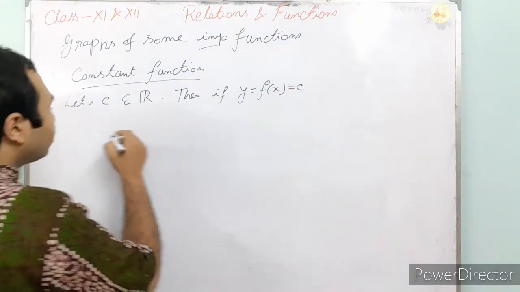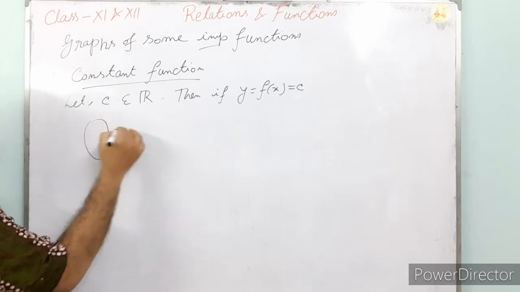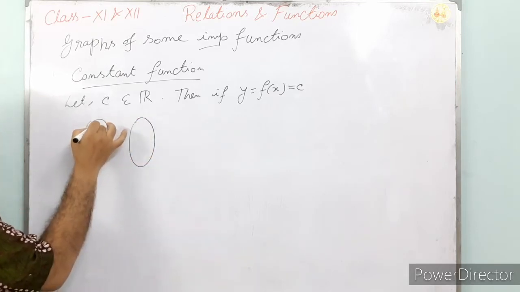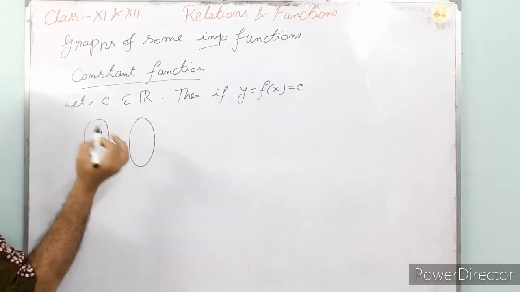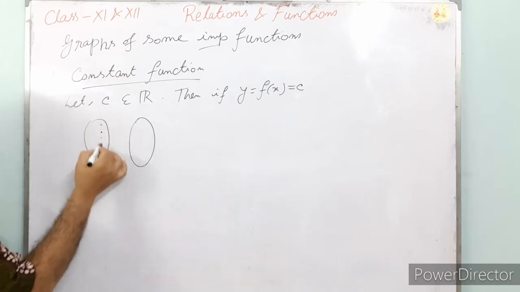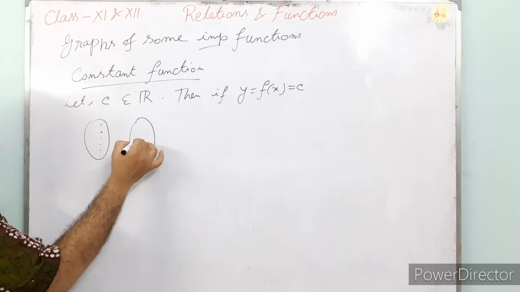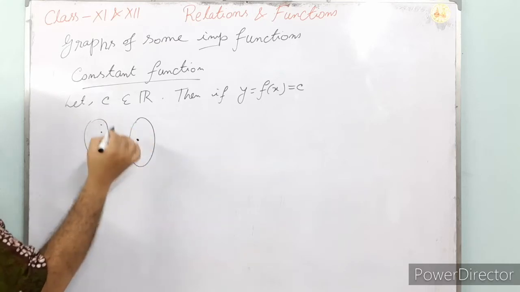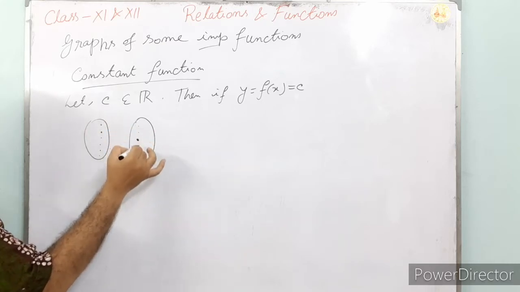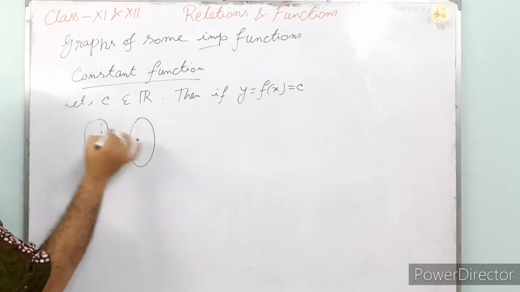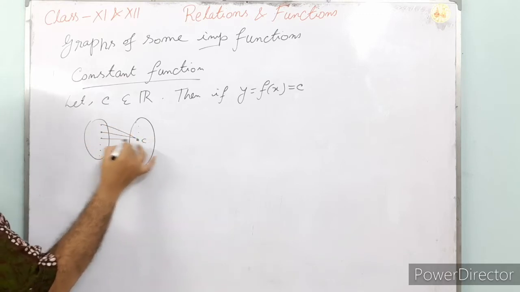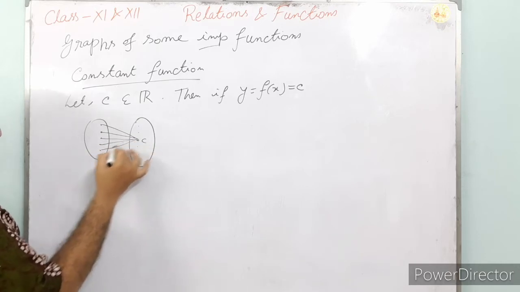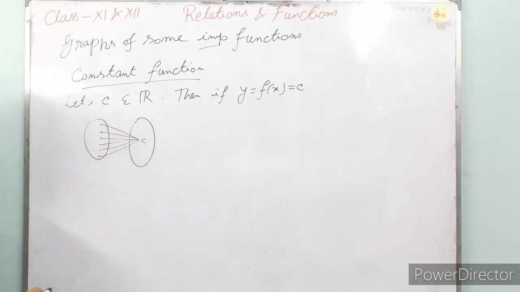If we want to show it by a line arrow diagram, here I am not giving the names, lots of elements are here, and here only one element, that is c. Another element can be there, but I am taking that one only. So all will be associated with this element only. So this is the constant function.